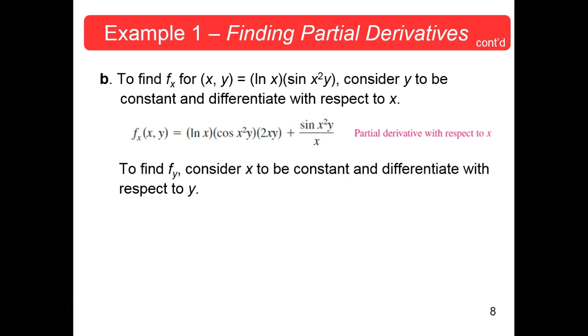So that derivative would be this coefficient, log x, times the derivative of this, which is cosine of x squared y, times the derivative of this with respect to y, and that would just be x squared. And that's how they leave it.